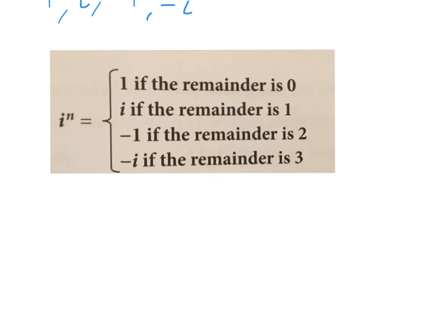So an example here could be i to the power of 30. So if we divide 30 by 4, we get 7 with a remainder of 2. So I'll write this up here in brackets, 7 with a remainder of 2, because 7 times 4 is 28.